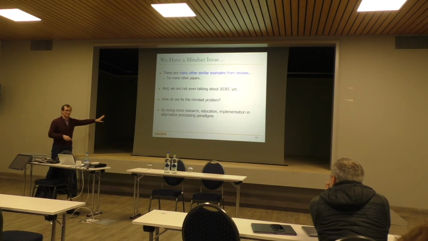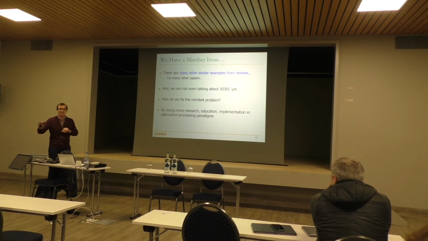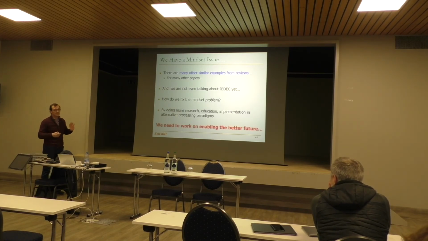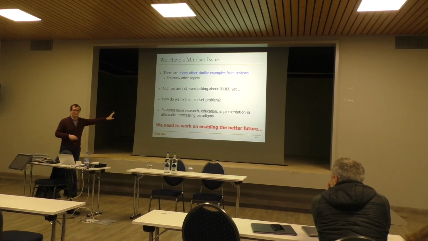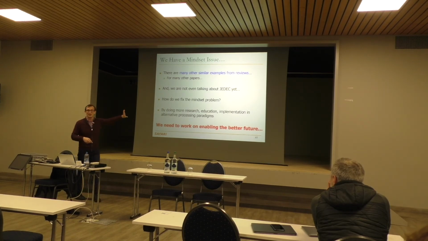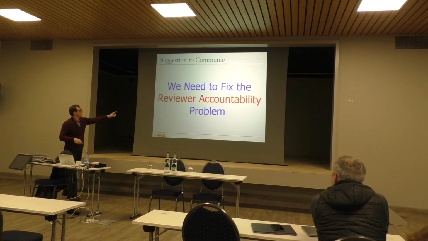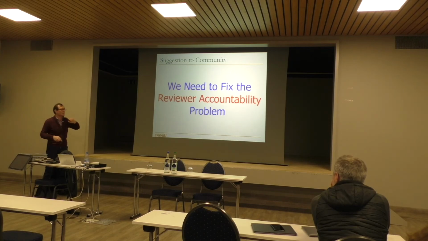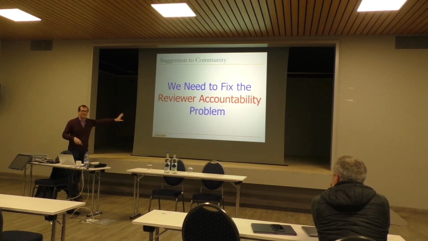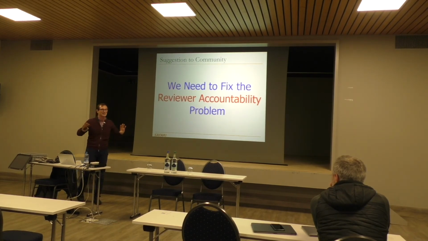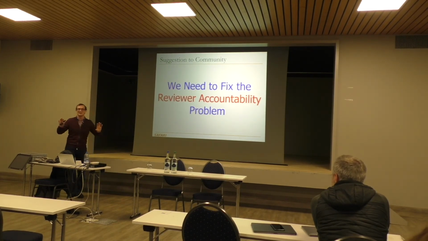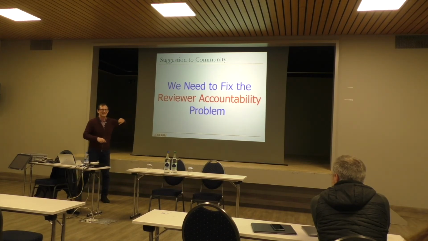I think we really need to continue pushing forward and doing research, education, implementation in these alternative processing paradigms. Basically, somehow we need to enable the better future, regardless of this sort of comments, because these naysayers will always exist, in my opinion. But I think this is very important. We somehow need to fix the reviewer accountability problem. And it's getting much worse, I think, in general. Certainly in computer architecture, but probably also in other areas, because I also send papers to some other areas and get, for example, well, that was also in computer architecture, but anyway.